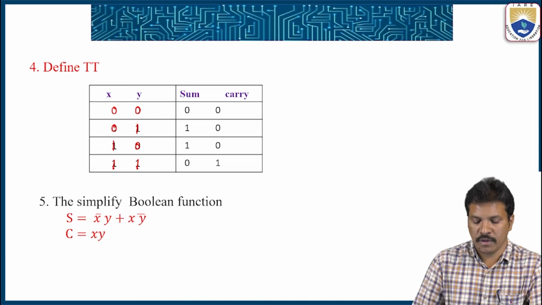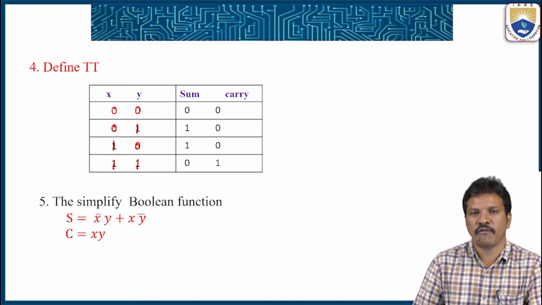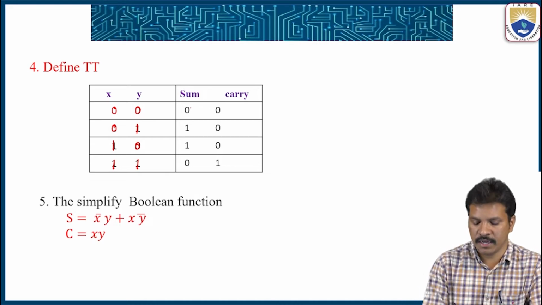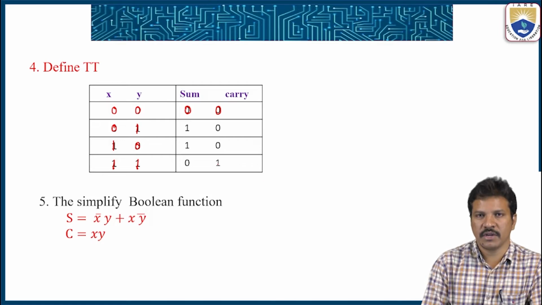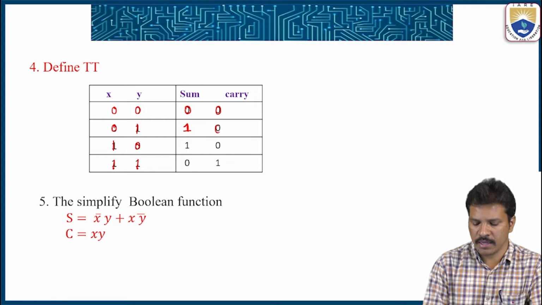What if the inputs are 0 and 0 to the half adder? Your result is sum 0 and carry 0. And what if X is 0 and Y is 1? 0 plus 1 adds the 2 bits: sum 1, carry 0.